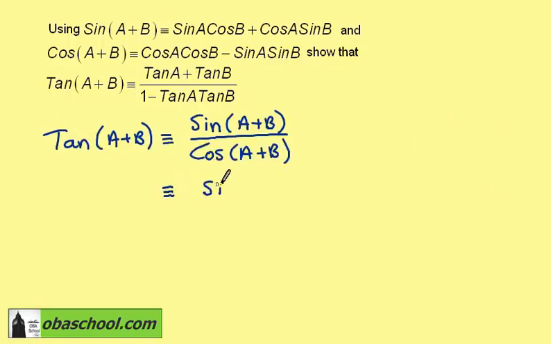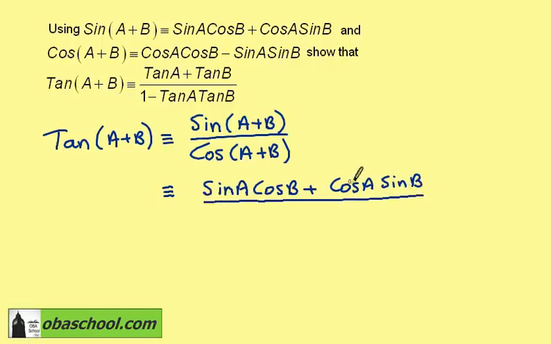So sin(A+B) is sin A cos B plus cos A sin B, and cos(A+B) is cos A cos B minus sin A times sin B.